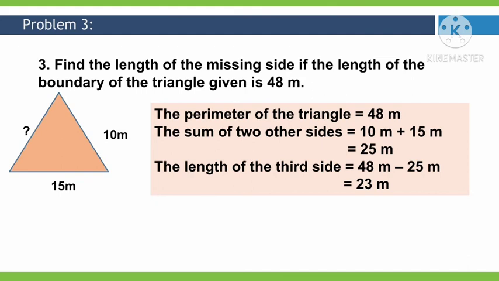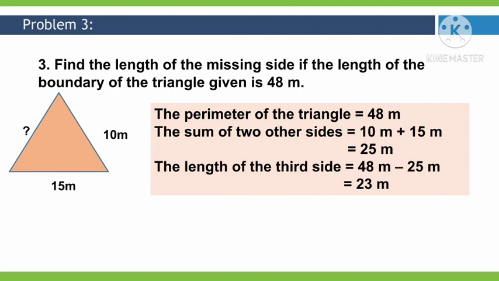If you add the sum, you'll get 25 meter. Now in order to find the length of the third side, you can get it by subtracting the sum from the total length. So 48 meter minus 25 meter is 23 meter. Therefore the length of the missing side is 23 meter.